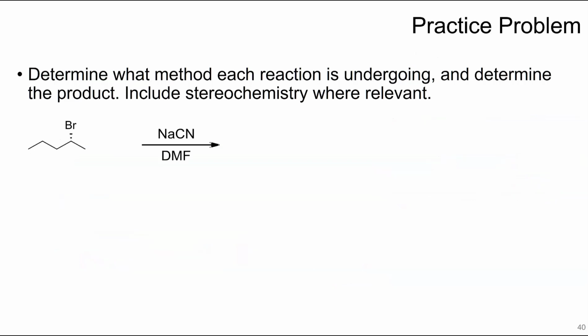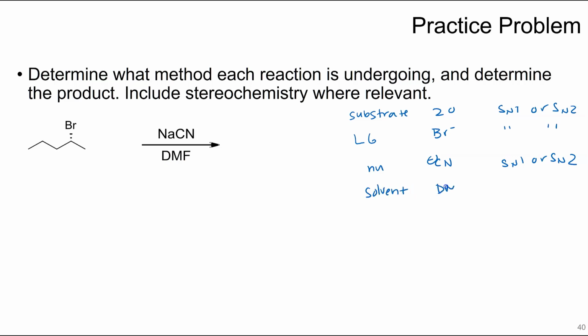All right, in this one, we go through the same process. So look at substrate. That one is secondary, so SN1 or SN2. Leaving group, bromine, that's SN1 or SN2. Nucleophile is great. Could be SN1 or SN2. Solvent is acetonitrile, which is polar aprotic. This is SN2.